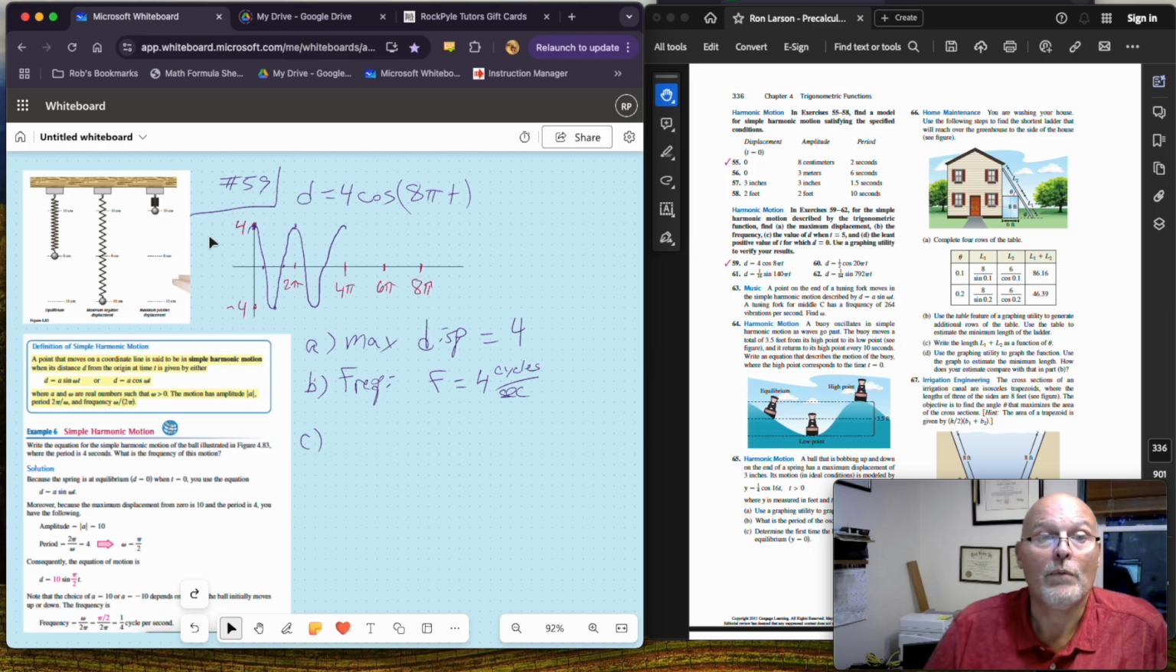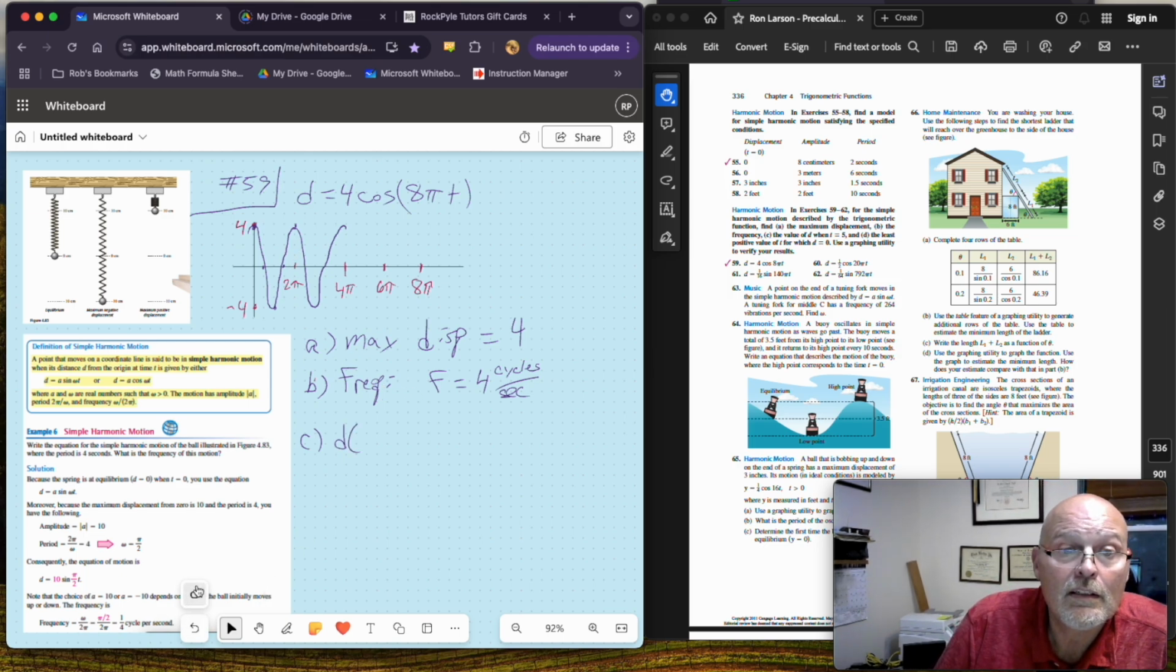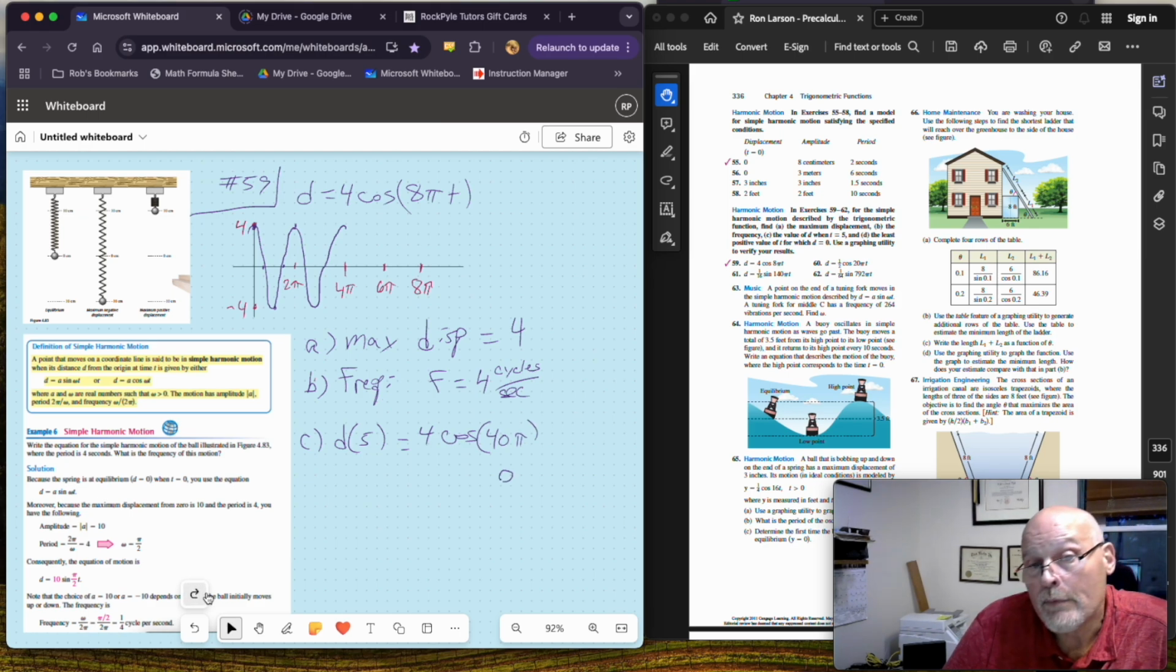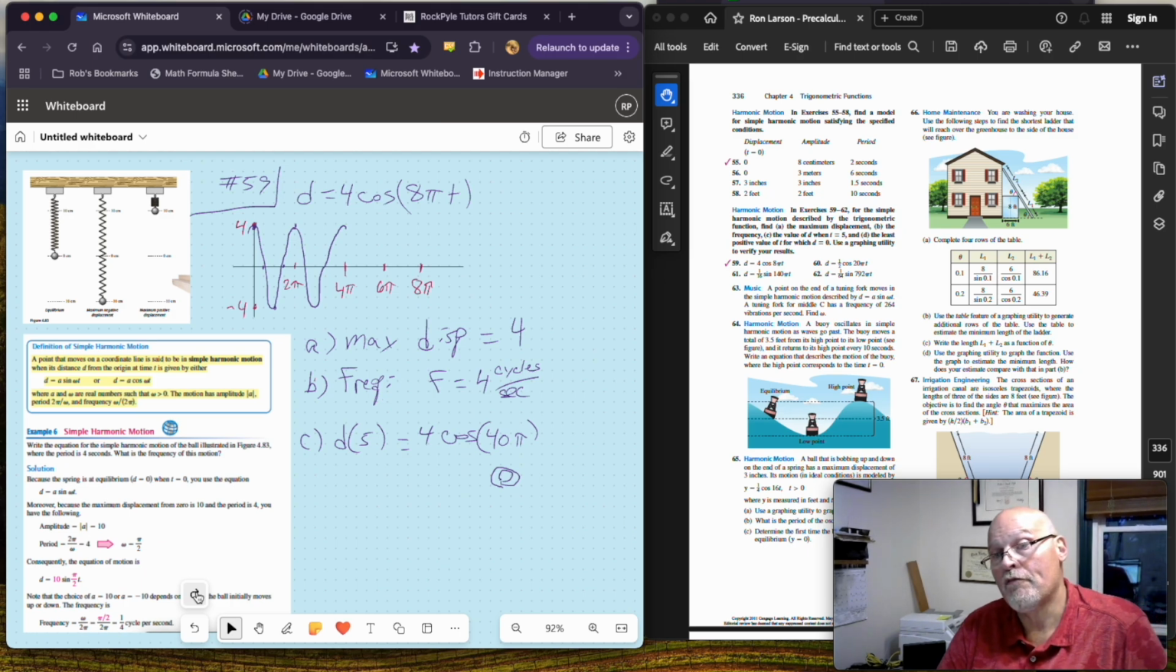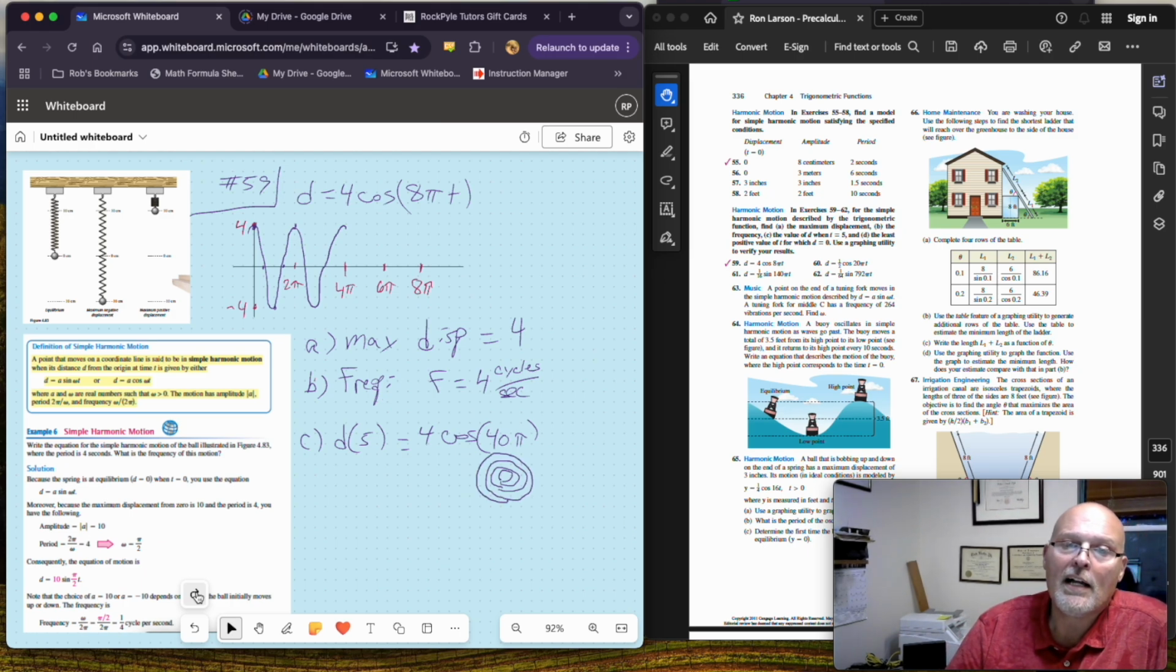For C, we want to find the displacement where t equals 5. So that's going to be 4 cosine of 40 pi. Now what is 40 pi? We know that one time around is 2 pi, 2 times around 4 pi, 3 times around 6 pi, 4 times around 8 pi. So by the time we go around 40 pi, we're going to be back to essentially 0. And the cosine of 0 is 1. So we're going to do 4 times 1 equals 4.